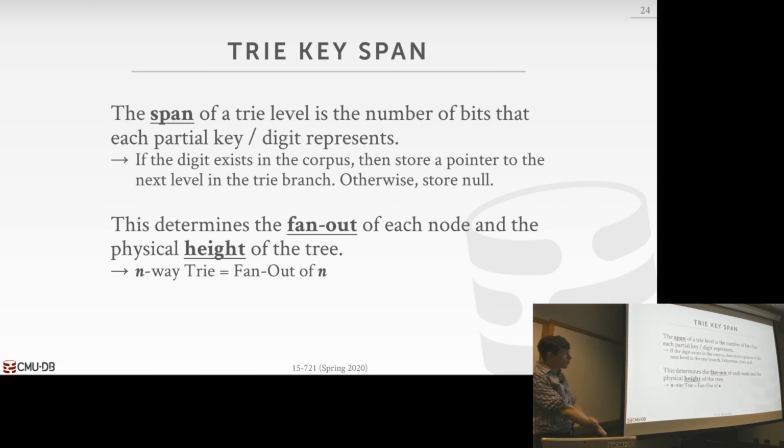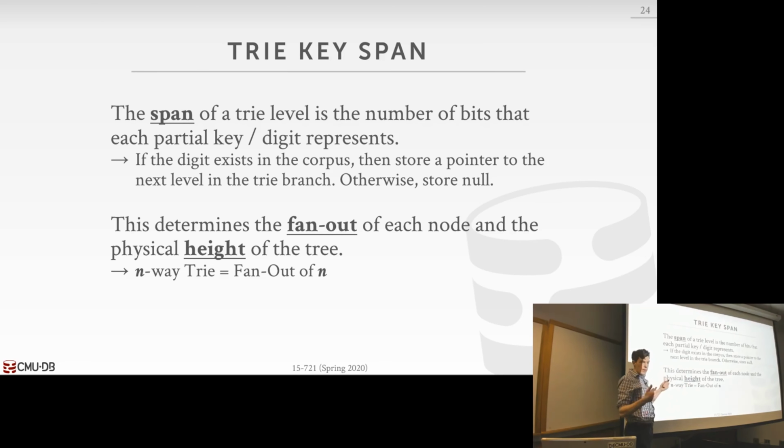The language we're going to use to describe the properties of a trie, the key concept, is called the span, and this is just the number of possible paths we can have coming out of a given node, right? Essentially, it's the number of digits that could exist. And so what will happen is if a digit exists in one of the keys that we're trying to represent at our node, then we'll have a pointer to the next node in our trie going down.